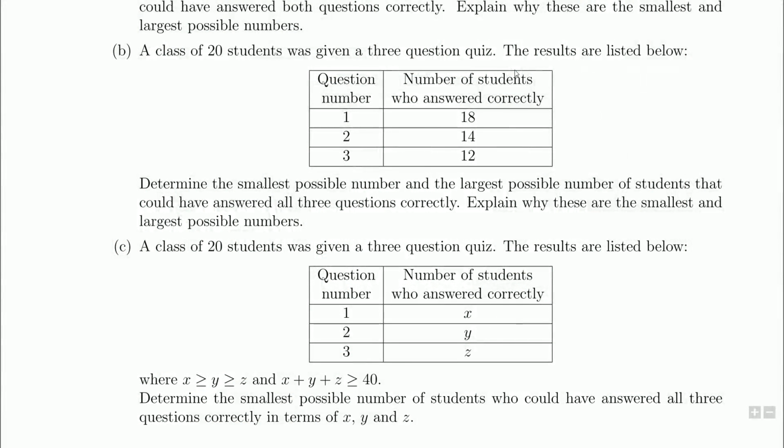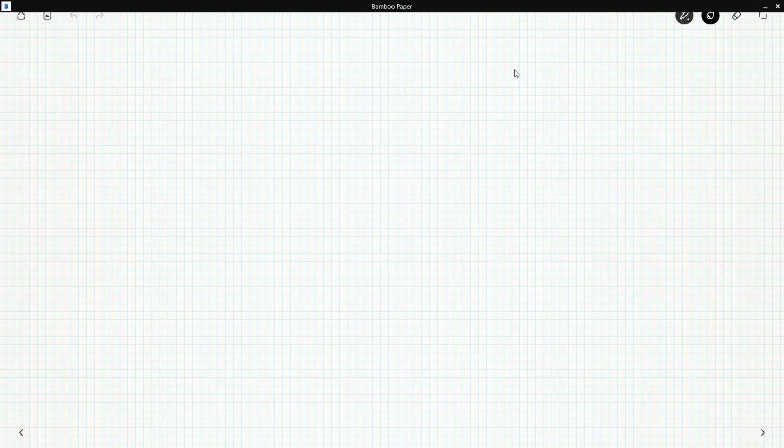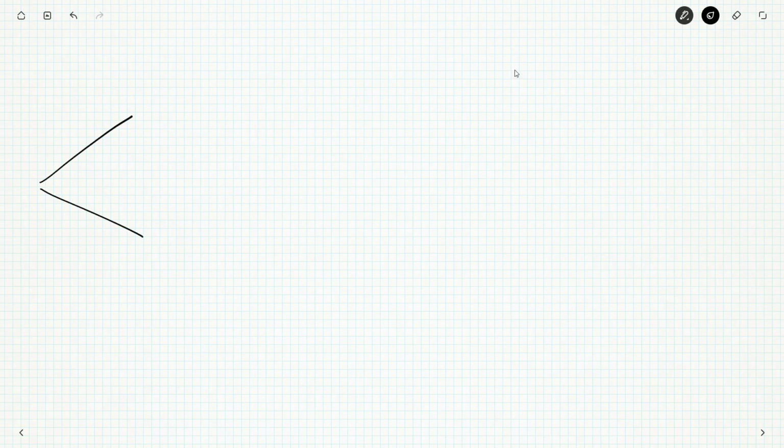Alright, so 20 students still, 3-question quiz. Here are the results. Determine the smallest number and largest number of students that could have answered all 3 questions correctly. Explain why these are the smallest and largest. Okay, so let's get a bigger tree diagram. So first question, second question, third question, correct or not correct?